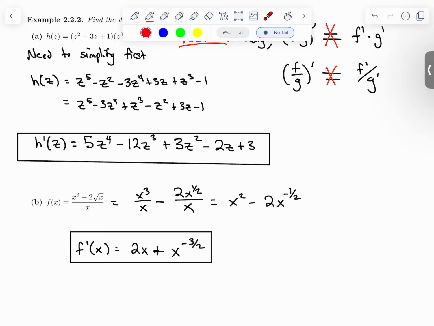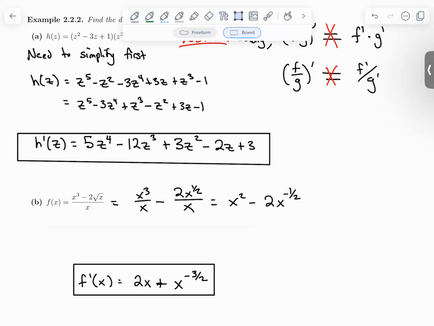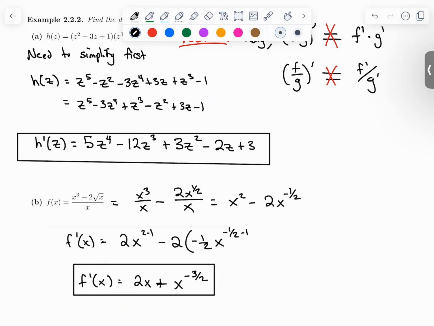For the second term, there's a small mini step. F prime originally, so it'll be 2 times x to the 2 minus 1 minus 2 times negative 1/2 x to the negative 1/2 minus 1. And so the negative cancels itself out. The 2 and the 1/2 cancel each other out. And that's why I have just the 1. And then the exponent is now negative 3/2. Is that all right? Does that explain it? Thank you for asking me.